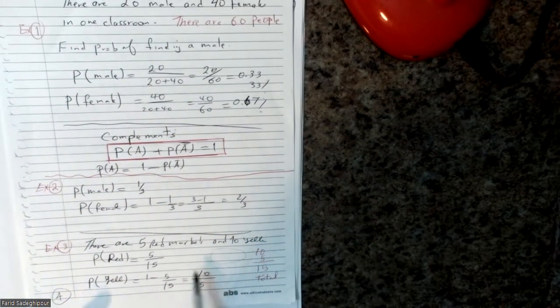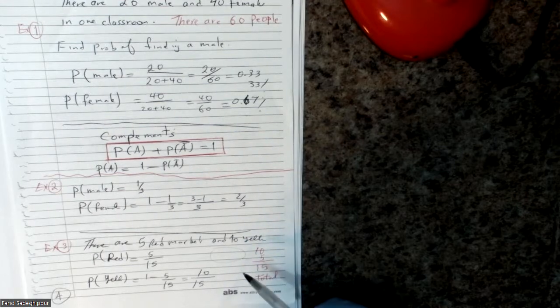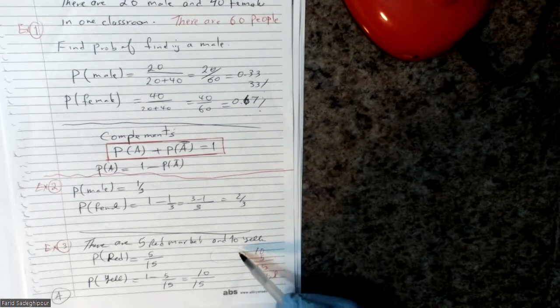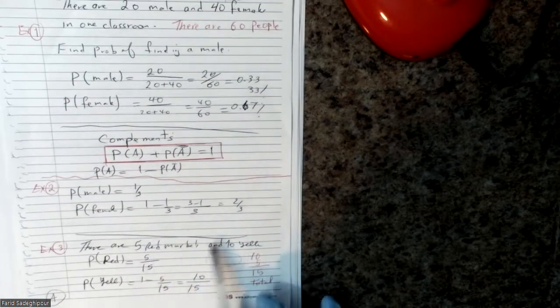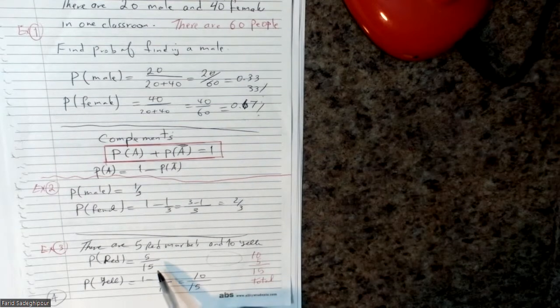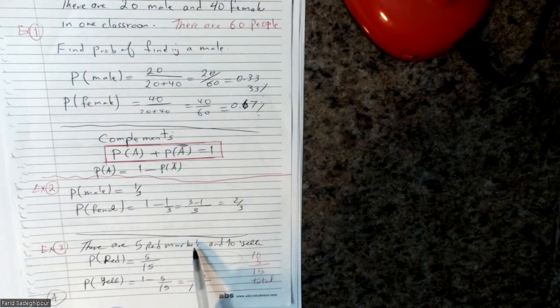There are 5 red marbles and 10 yellow ones in one basket. If you randomly pull one marble out of the basket, what's the probability of that marble being red? 5 out of how many marbles we have all together? If you notice, the denominator is always the total number. So the probability of pulling a red one is 5 out of 15.